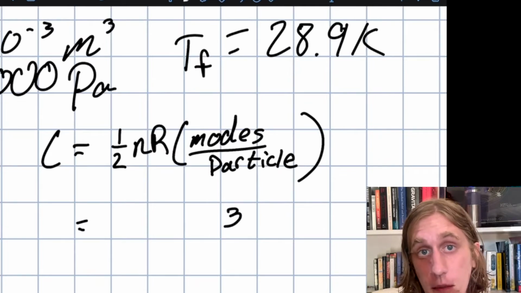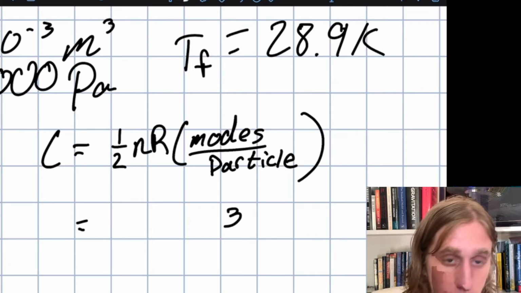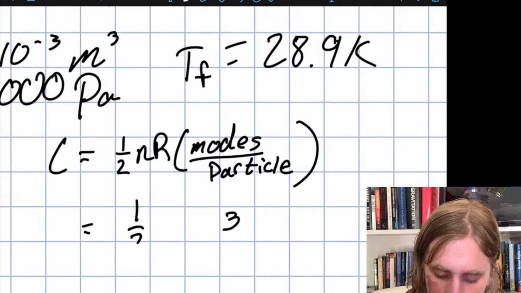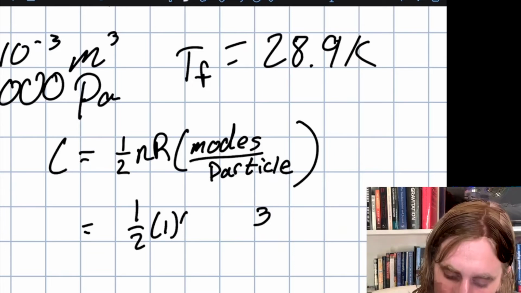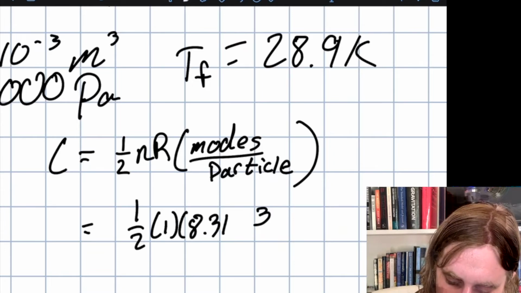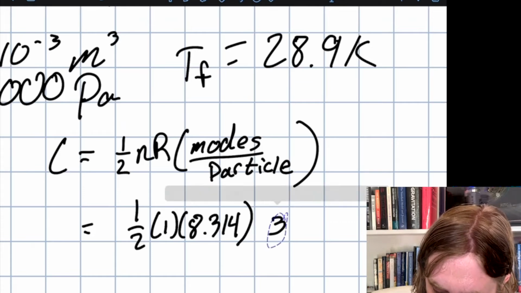The number of moles is just 1, and so our equation becomes C for this particular gas equal to 1/2 times 1 times the ideal gas constant R, which is 8.314, times the number of modes per particle, which for a monatomic gas is 3.